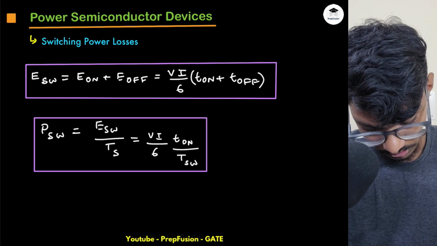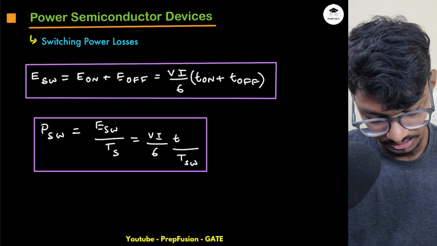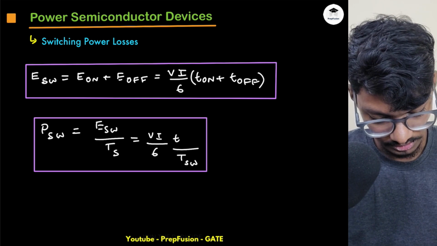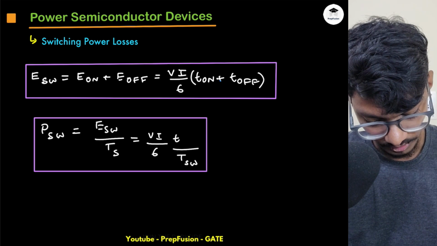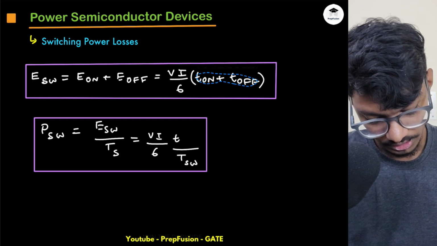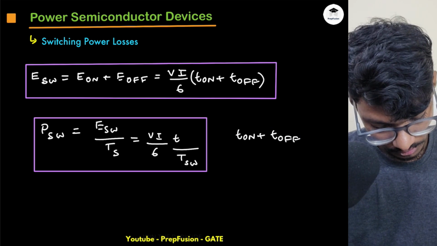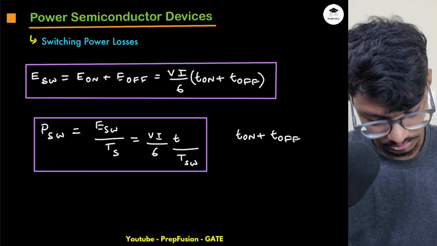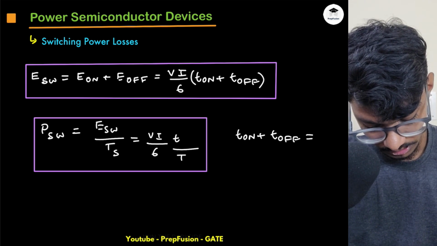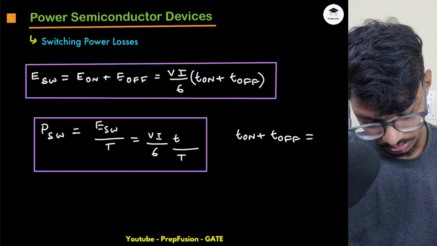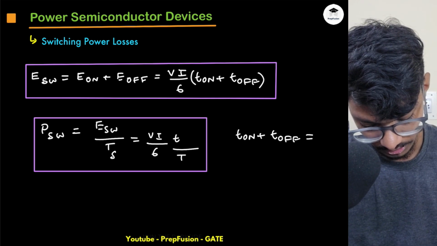Just hold on, let's name this as T. You can write it anything. I will write T on plus T off, I will write it as only T, just for our convenience, nothing else. Let's say this is not T, this is TSW. Just don't get confused with the notation.